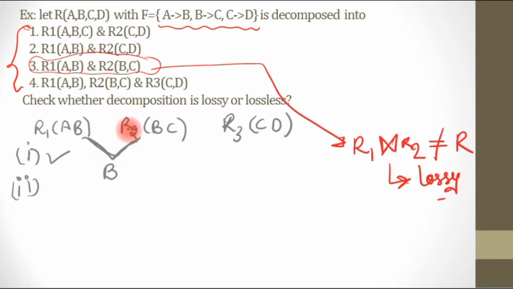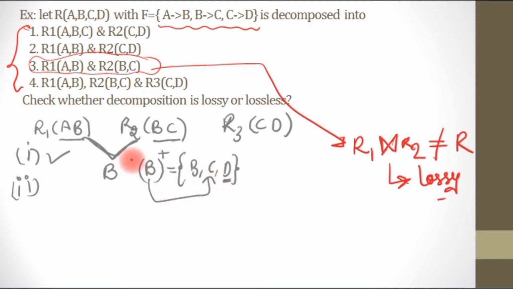Now check whether B determines all the attributes of R2 or all the attributes of R1. For this you have to find the closure of B, B plus. What is the attribute closure of B? That is B, C, and C determines D. In this case we don't need the D attribute, but it's okay if it is here. So can you see B determines C? Yes, B is the super key of R2, and we can merge these two subrelations into one relation, that is R1,2 with A, B and C.